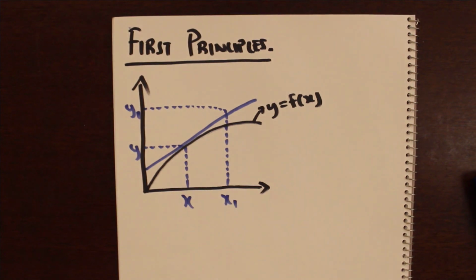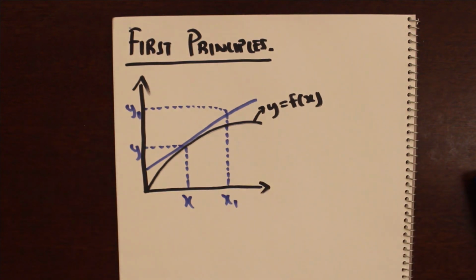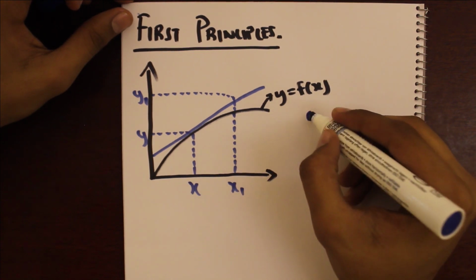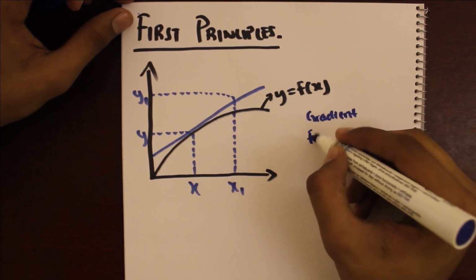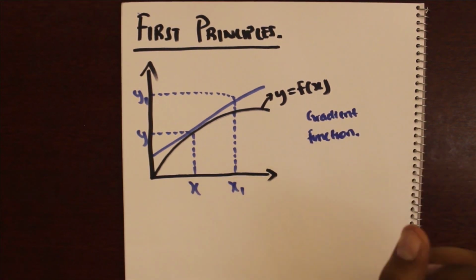Okay, so today we're going to do first principles, and how finding the derivative using first principles helps us. From our previous video, we already know that finding the derivative gives you the gradient function. So when you find the derivative of a function, you get the gradient function. But how do you exactly find the gradient function?